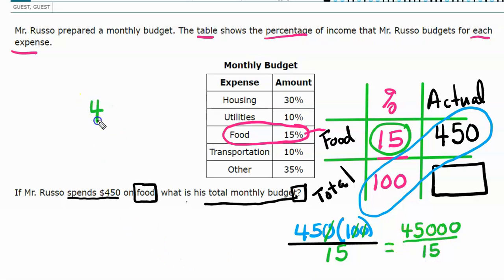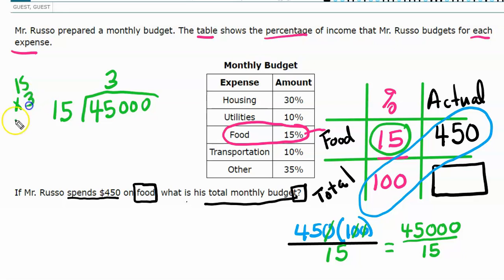So I'm going to do the calculation up here. Remember, top in, bottom out. And that looks like it's going to be 3 groups. 15 times 3 is 45.